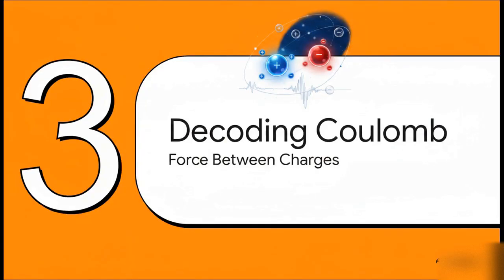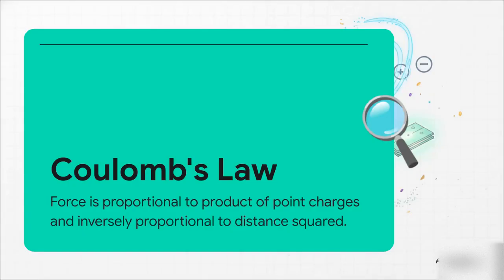All right, Section 3, Decoding Coulomb's law. Let's look at the force between point charges. So, what actually happens when 2 of these charged particles interact out in an open space? This is where the physics gets incredibly tangible. Coulomb's law formally defines this push and pull interaction, giving us that classic formula we all know, K times Q1 times Q2 over R squared.